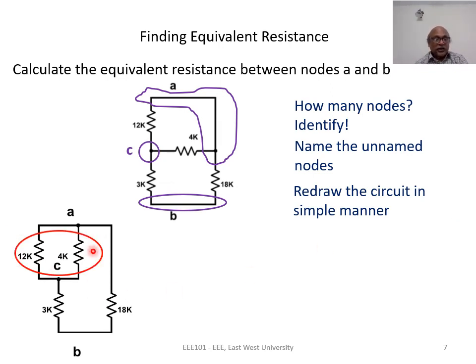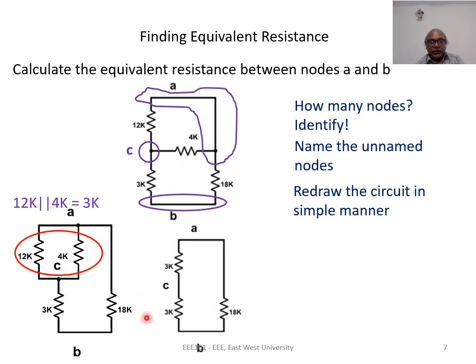Now in this redrawn circuit, we can straightforwardly find out that this 12K and 4K are in parallel. Both are connected between node A and C. In this circuit, it was more complicated to identify the parallel connection. So if two resistances are in parallel, we can combine them. We have learned how to combine two resistances in parallel, and the equivalent is 3K. So the two resistances can be replaced by a single 3 kilo ohms resistance between node A and C.